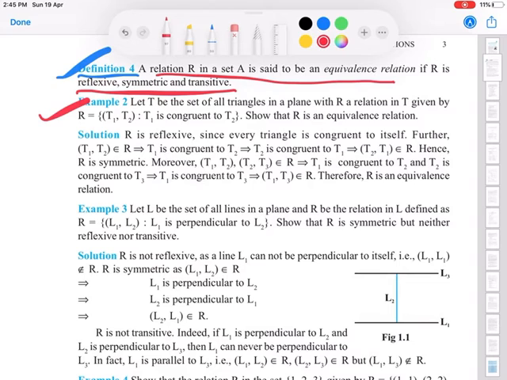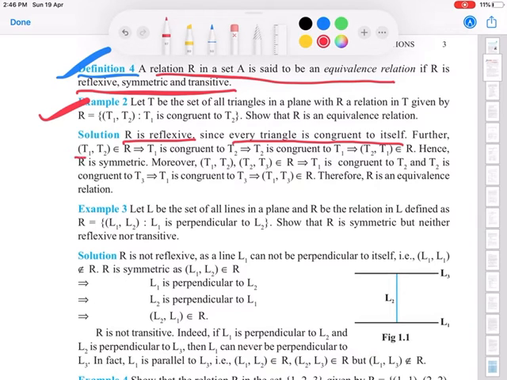Now how do we show that this is an equivalence relation? We have to first show that it is reflexive. Now why is it reflexive? Because every triangle is congruent to itself. For all T1 belonging to T, (T1, T1) will belong to R. Therefore we can say that relation R is reflexive.